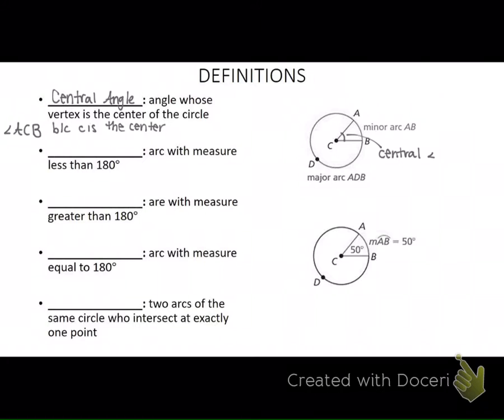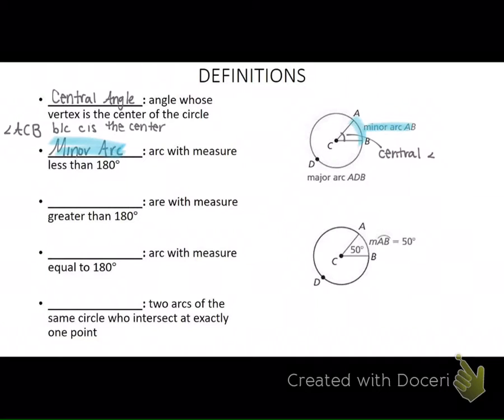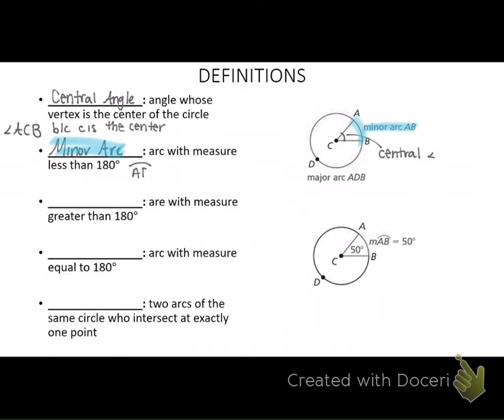An arc with a measure less than 180 degrees is called a minor arc. So we have a minor arc here with AB. So arc AB is a minor arc. And you put a little arc above it. So minor arcs are named with two letters.